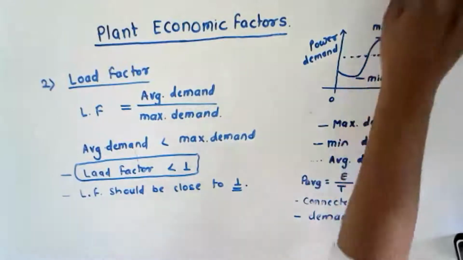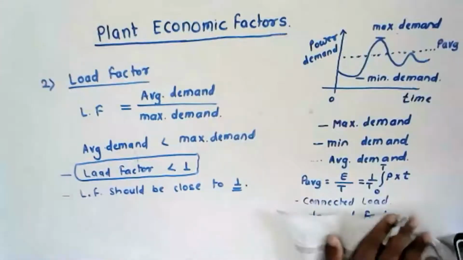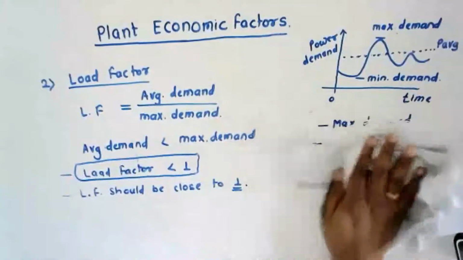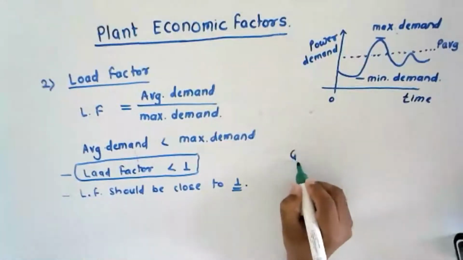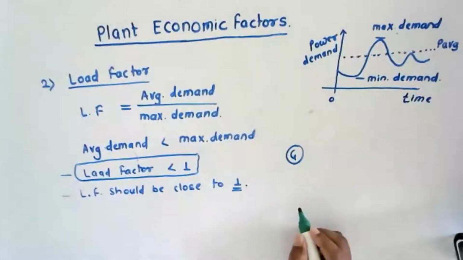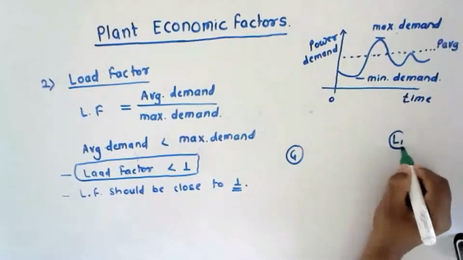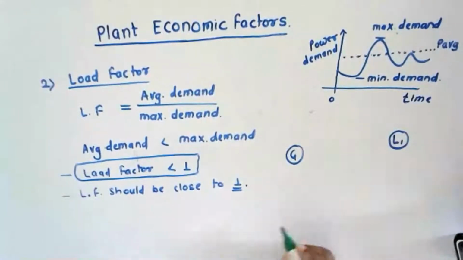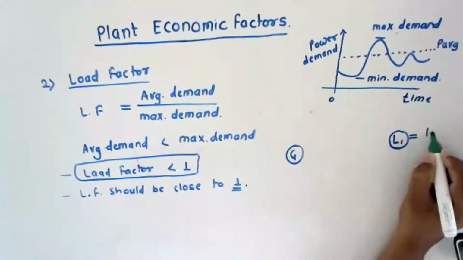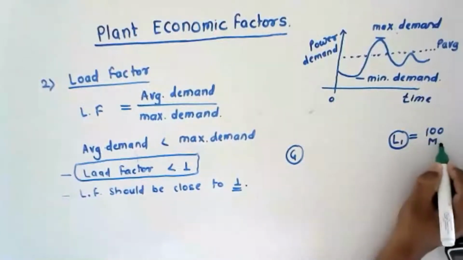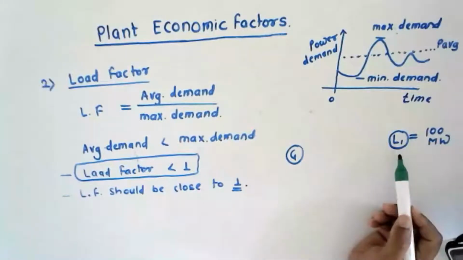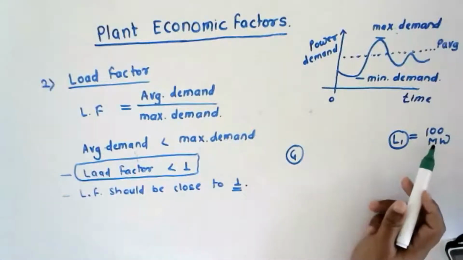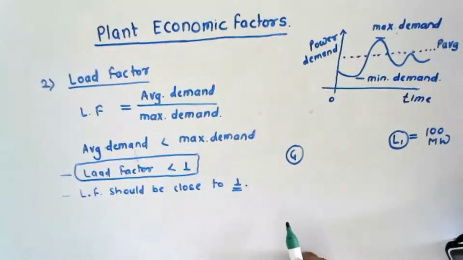So basically, why are we going to understand the load factor? What is its physical meaning? What we can understand here is, suppose this is a generating station G1 and this is load demand L1. It has an average power demand of, suppose, 100 megawatt. This is a load, and what is the average demand of this load? The demand is 100 megawatt.